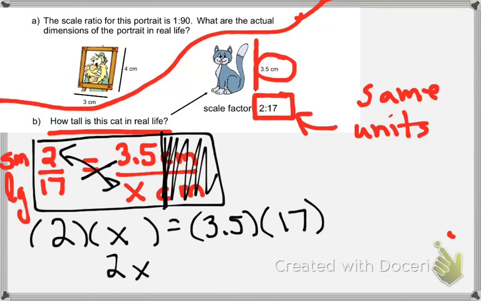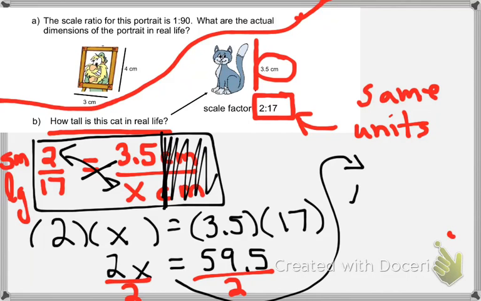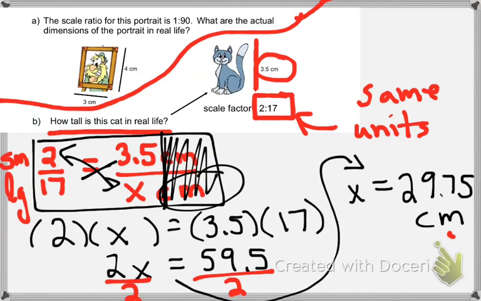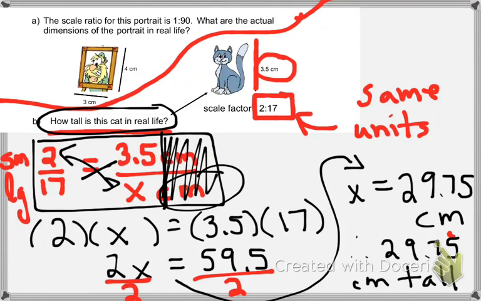So 2x equals 59.5. Now we want to get x by itself, so we have to divide by that 2. We end up with x equals 29.75, and our units were centimeters. So how tall is this cat in real life? Therefore, 29.75 centimeters tall. Once again, not enough room for a full complete sentence.